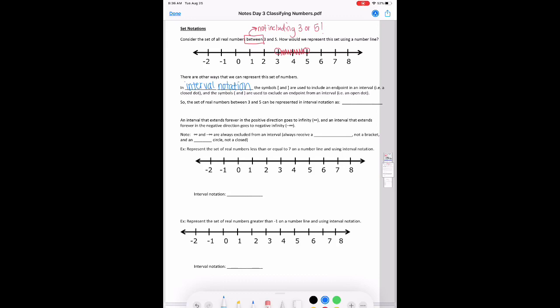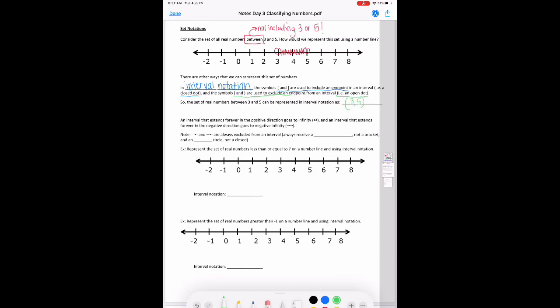The symbols, these brackets, as well as parentheses, but the brackets are used to include an endpoint. Okay, so let's underline that. Brackets are used to include an endpoint, i.e. a closed dot, whereas the symbols, the parentheses, are used to exclude, i.e. an open dot. So in that number line that we did, the set of real numbers between 3 and 5, that means open dot, not included. So we are going to use parentheses.